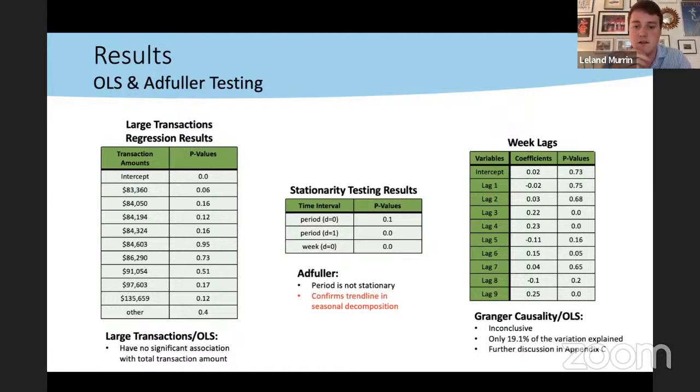It definitely is. For Granger causality, just a small note: we ran some of those lag OLS Granger causality models to see if some of the lag description ones would influence some of the troughs, or whether we could predict those troughs based on those lag transaction amounts. Only about 19.1% of the variation was explained, so I moved this to Appendix C. You can take a look there if you'd like to. There's a large, robust analysis on this, but it ended up being inconclusive.